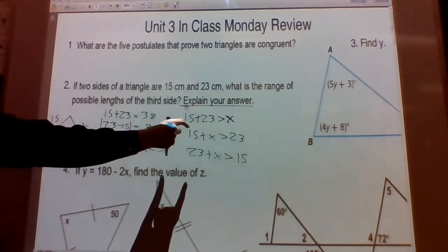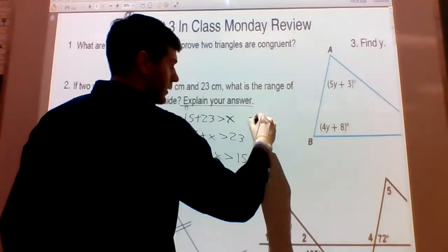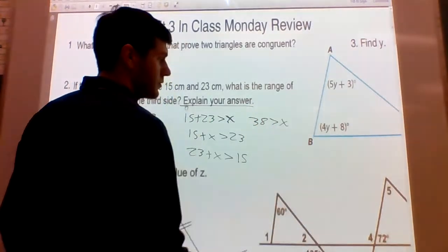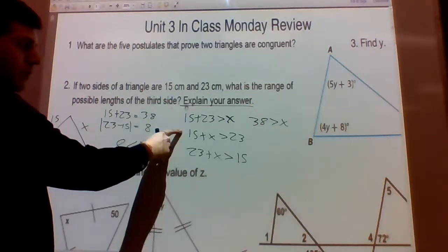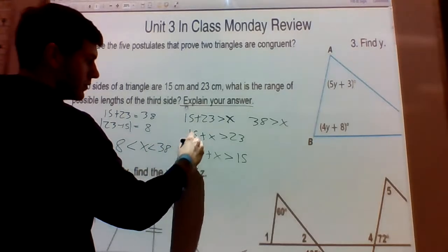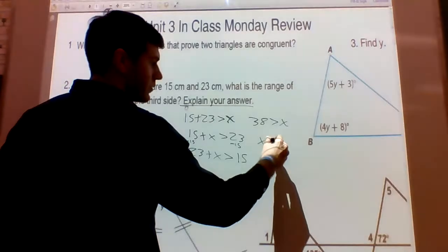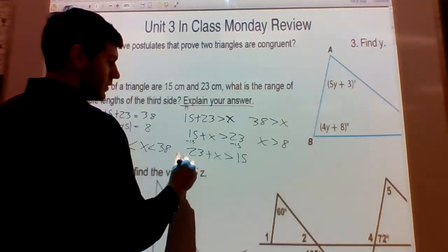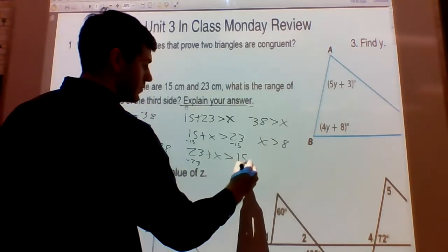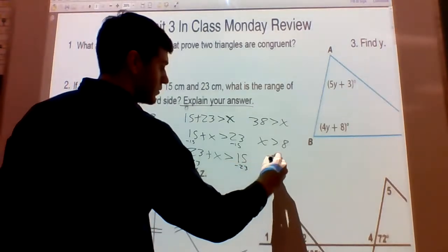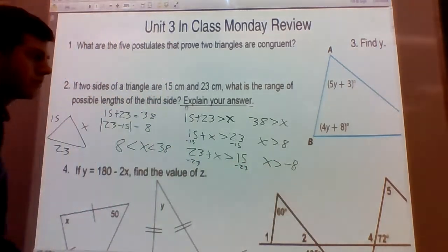Here, if we solve these inequalities, we get 38 is greater than x. The second one, if we subtract 15 from both sides, we're going to get x is greater than 8. And here we subtract 23 from both sides. We get x is greater than negative 8.